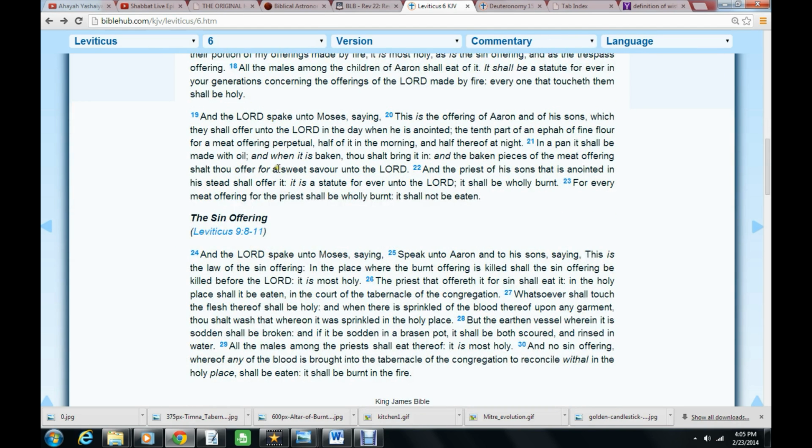And the Most High spoke unto Moses, saying, This is the offering of Aaron and of his sons, which they shall offer unto the Most High in the day when he is anointed. The 10th part of an ephah of fine flour for a meat offering perpetual, half of it in the morning, and half thereof at night. In a pan it shall be made with oil, and when it is baken, thou shalt bring it in. And the baken pieces of the meat offering shalt thou offer for a sweet savour unto the Most High.